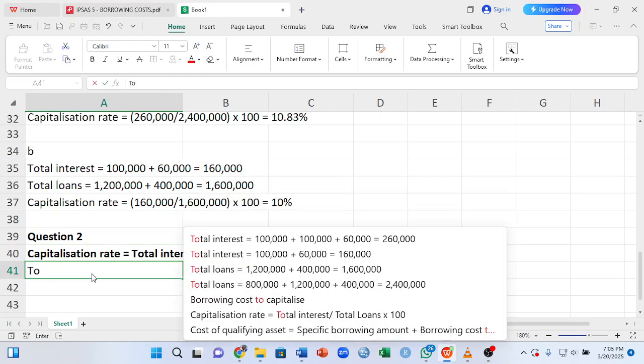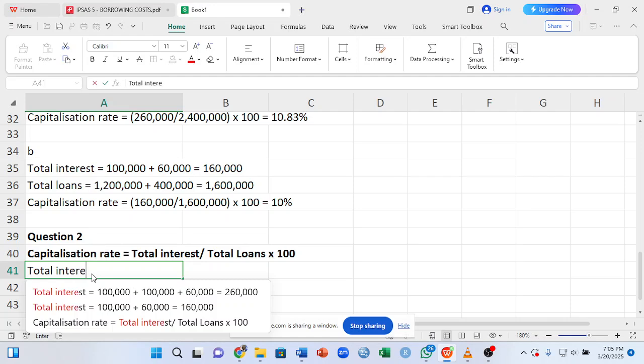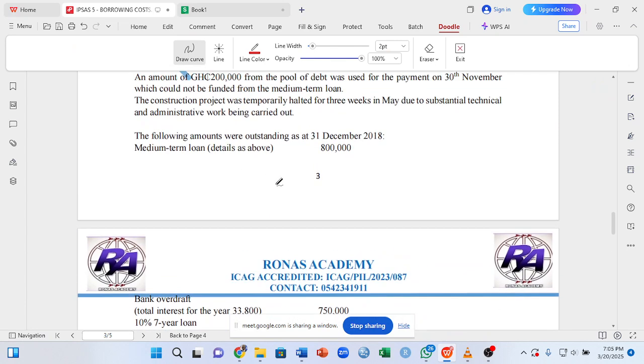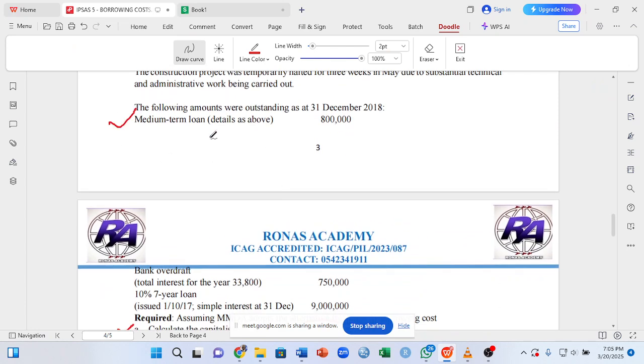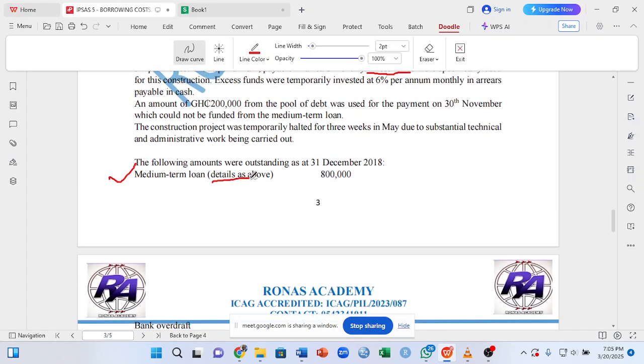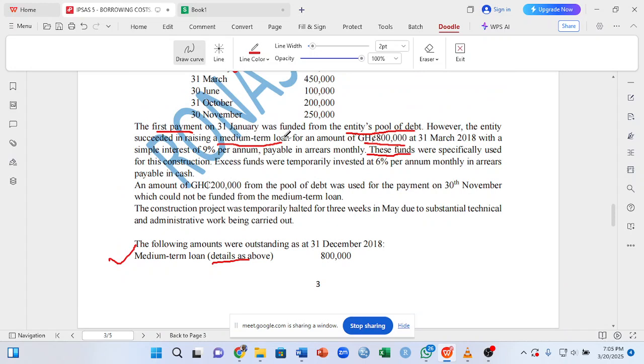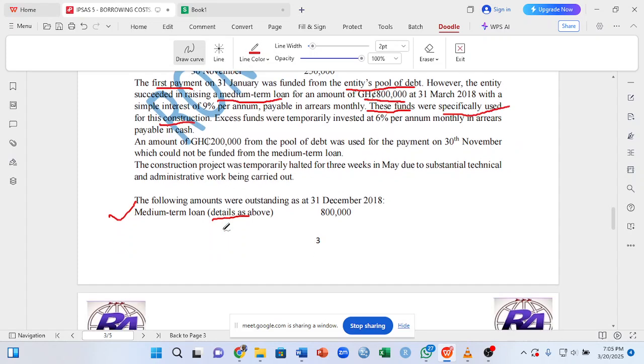Then we calculate for total interest, which will be, so in our instance, total interest, are we going to consider the medium term loan? No, we are not going to consider it. Why? Because that is a specific loan. Yes, that's a specific loan. It said details as above. So details as above, we identified that the medium term loan over here was what was specifically used for the construction. Meaning that that one is a specific loan.